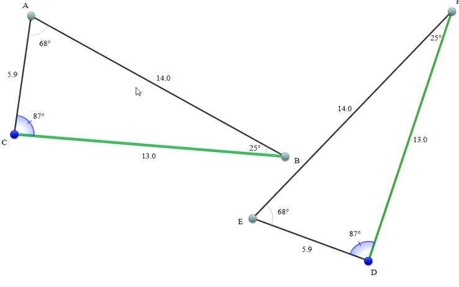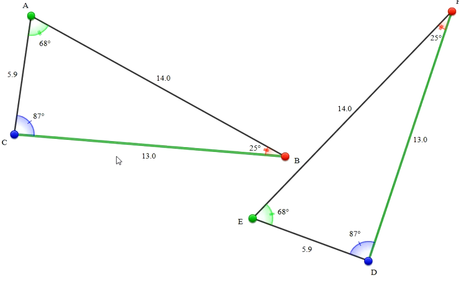Because if this is 87 and that's 68, it forces this one to be 25 because of the triangle sum theorem. If this is 87 and that's 25, it forces this angle to be 68 also because of the triangle angle sum theorem. So what we're looking at here are two triangles that are most definitely congruent to each other. And if I wanted to lock it in place, I could link this angle to here, meaning I will always want that to be 68, and link this one to here.